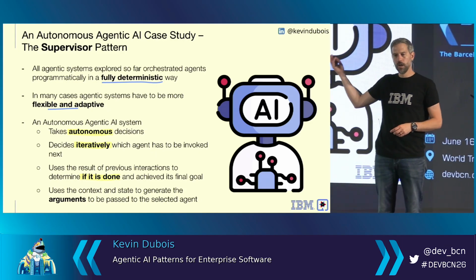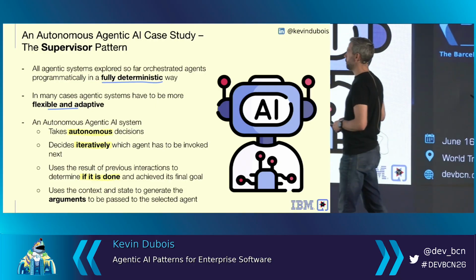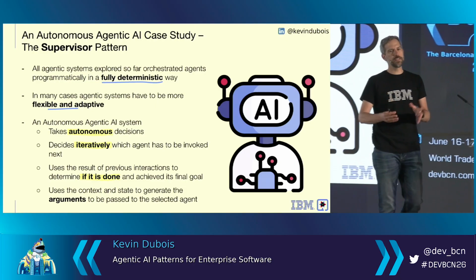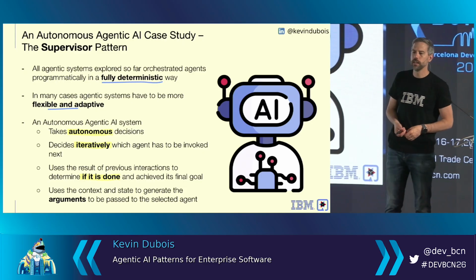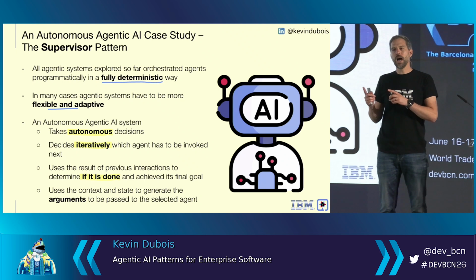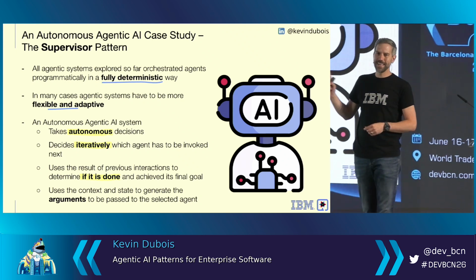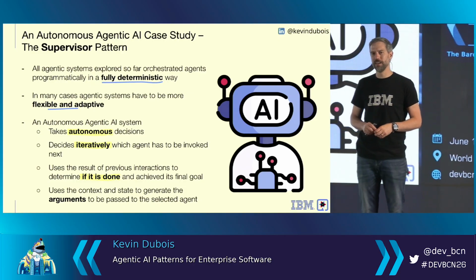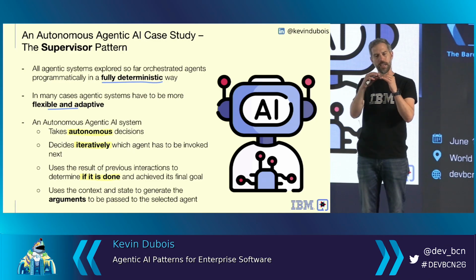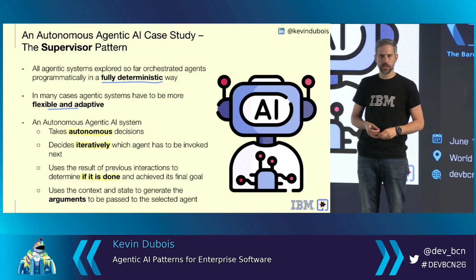So that's the example: a supervisor pattern where, instead of a fully deterministic way of calling agents, you're going to let an LLM make autonomous decisions. And remember how I said at the very start that your prompts are really important? In this case, they become even more important, because the supervisor agent is going to be driven by what you write in your prompt, saying, you're a parent agent of multiple agents.